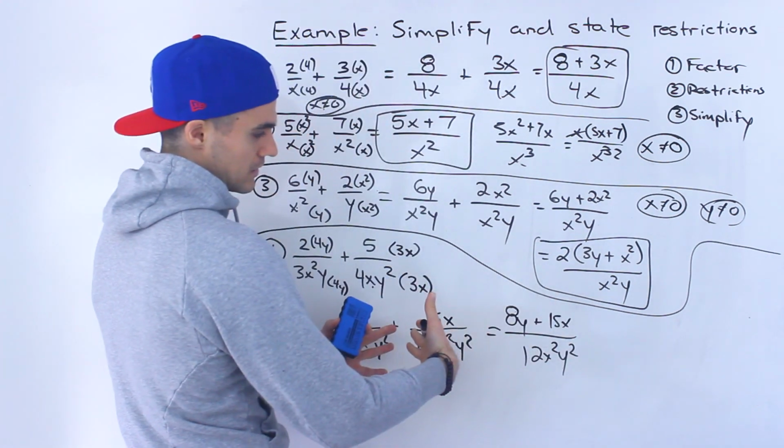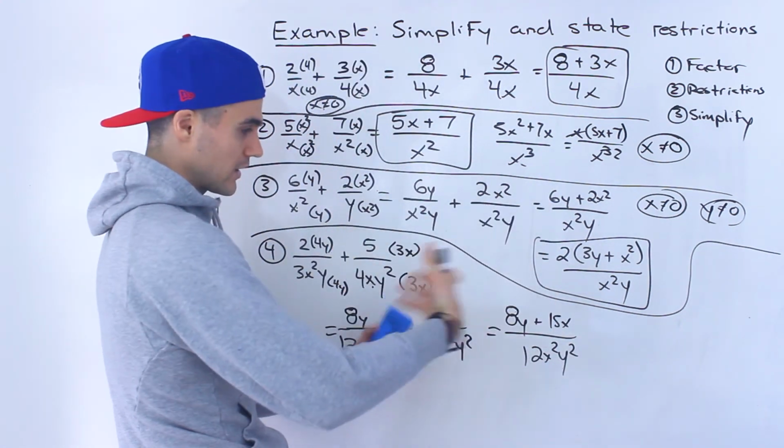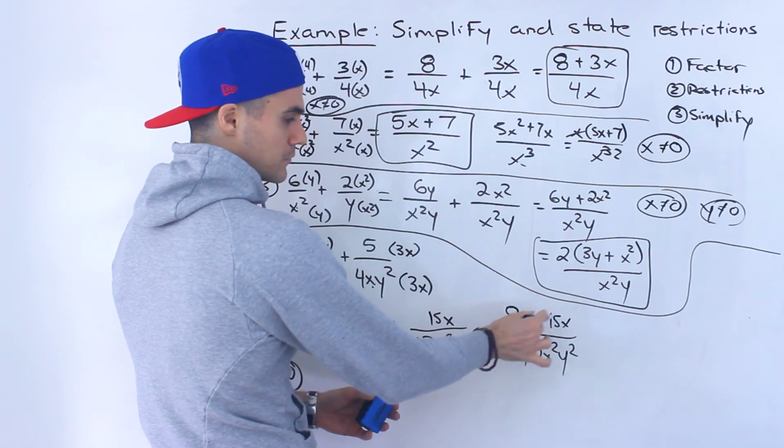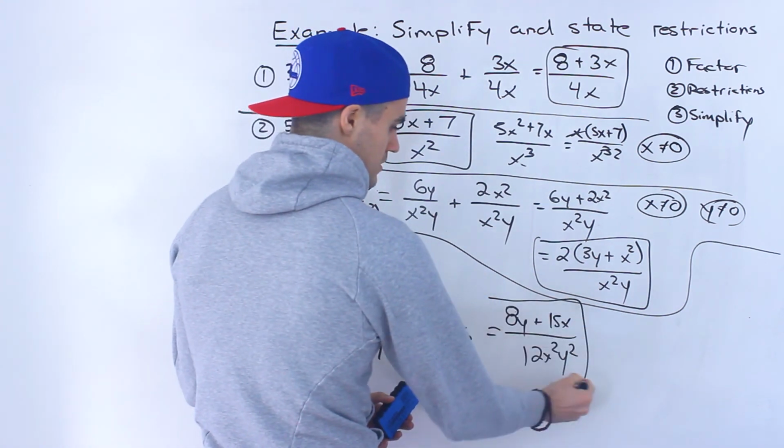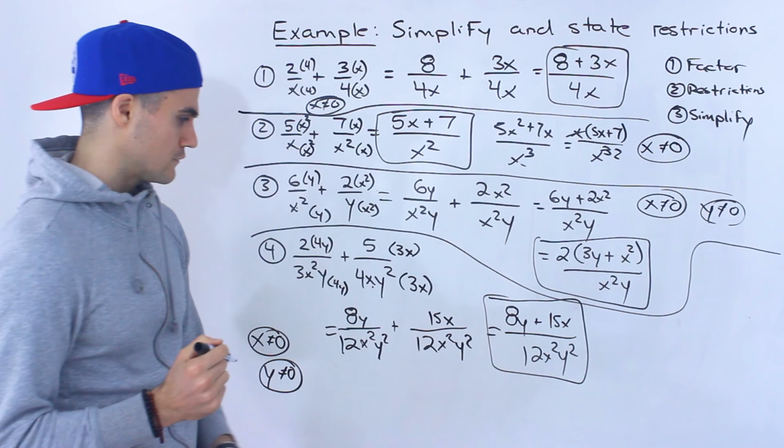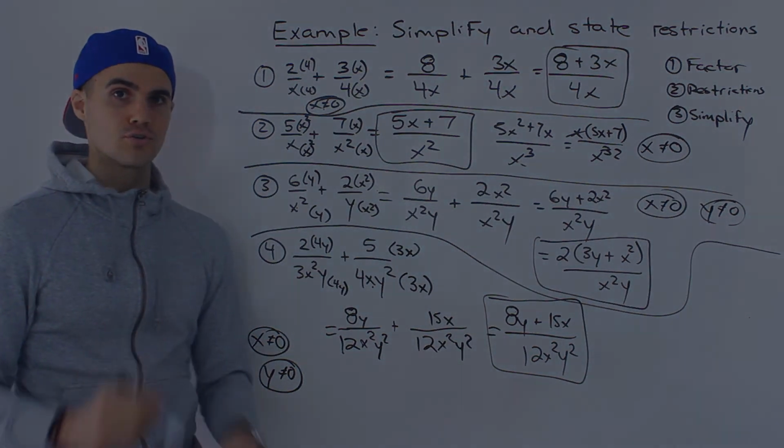Always look, can you take something out from either the numerator or denominator? Can you factor? Can't take out any numbers, can't take out any variables. So this here ends up being the final answer, and then those are the two restrictions.